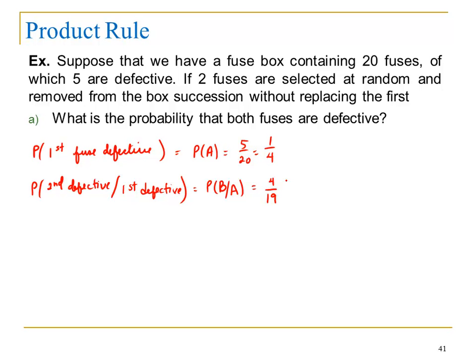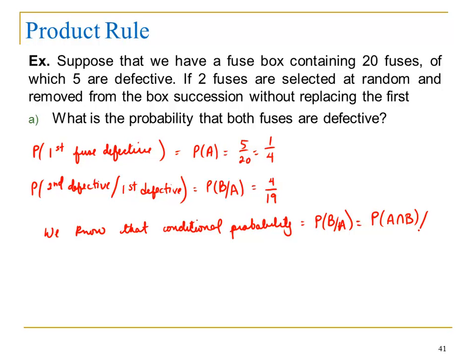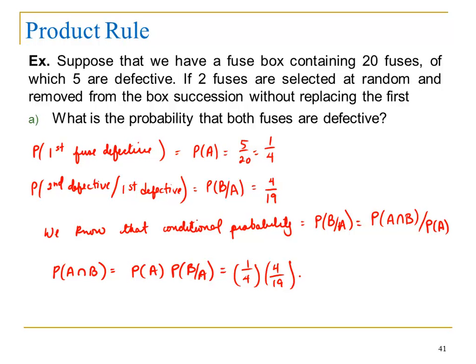So the probability of both being defective: we know that the conditional probability of B given A equals the probability of the intersection of A and B divided by the probability of A. So the probability of the intersection is equal to the probability of A times the probability of B given A, and that is 1/4 times 4/19, which is 4/76, or 1/19.